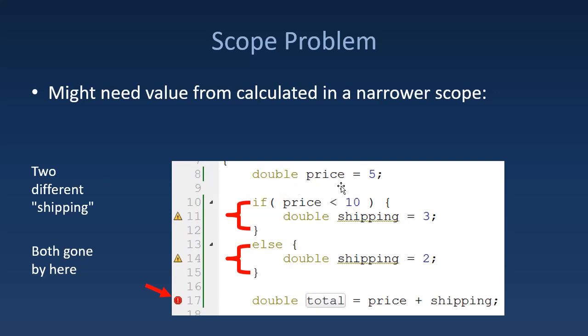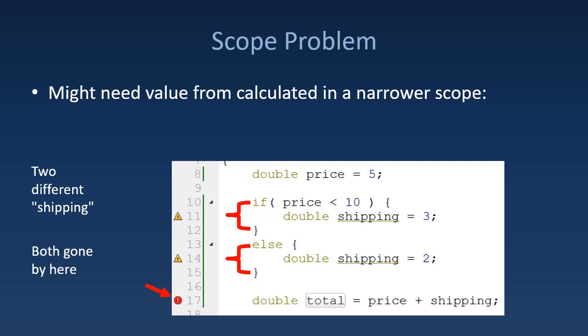So I do something like this. Double price is 5. That would be something I'm taking from the console, from some kind of input in a real program. But then I go do an if, and I'm going to figure out if the shipping should be $3 or $2. And then I want to use that shipping amount to calculate a total. Well, the problem is each of these shipping variables only exists within the curly braces it's inside. So we're going to create shipping and give it a value of 3, or we're going to create shipping, give a value of 2, and then either way we're going to forget about that totally.